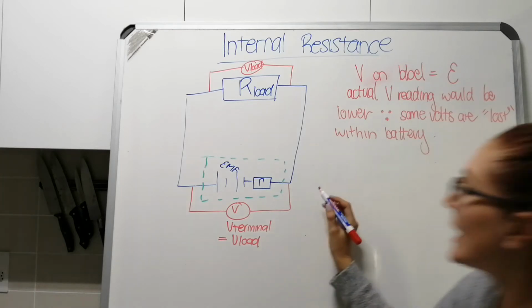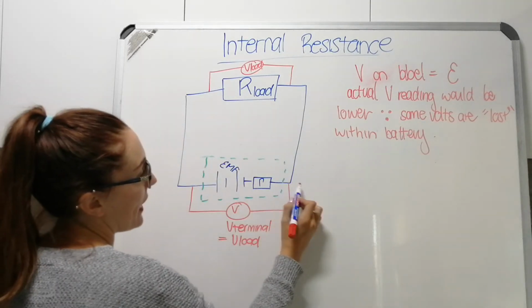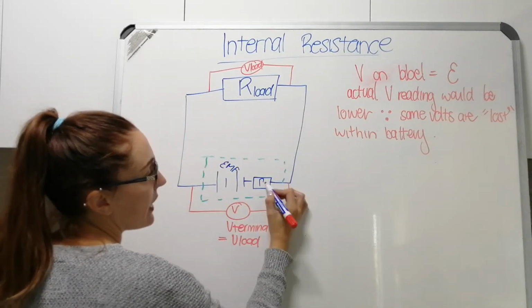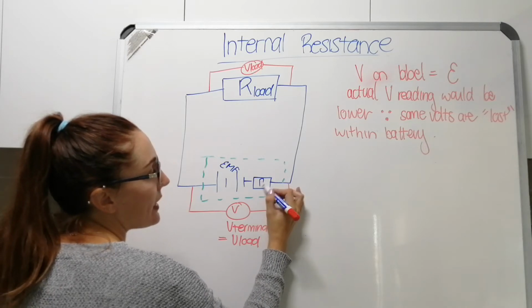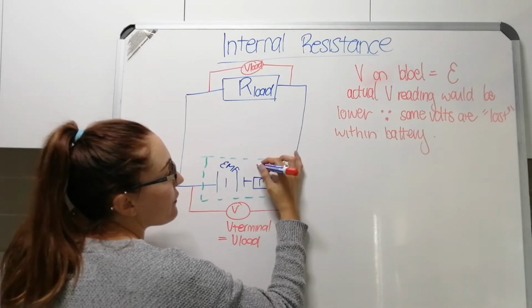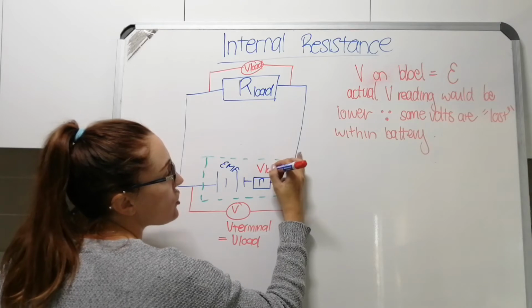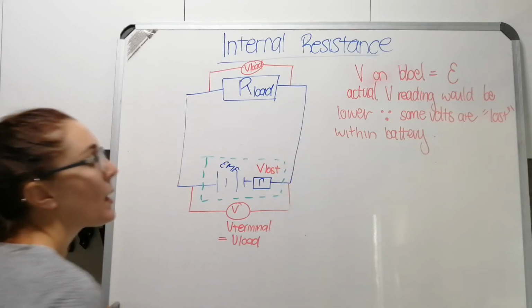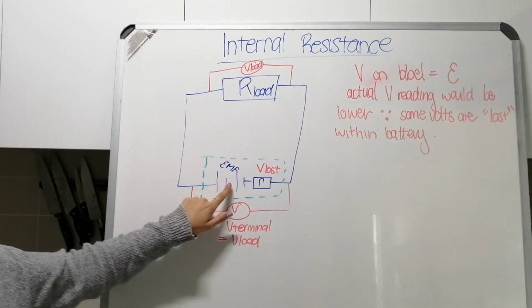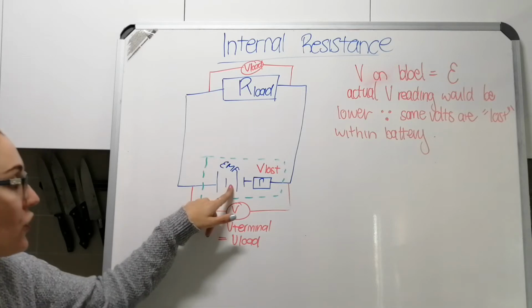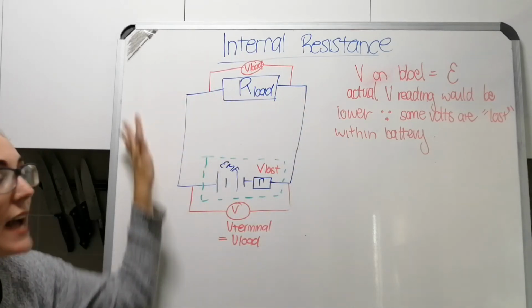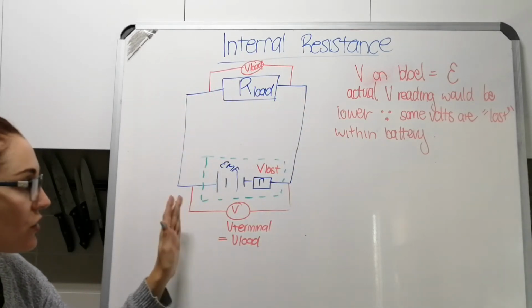Okay, so in getting out of my battery, my current is moving out of here and has to go through this tiny little resistor, and the volts that are lost through that resistor are the difference between what the EMF of the battery should be versus the potential difference that's actually getting to the rest of the circuit.